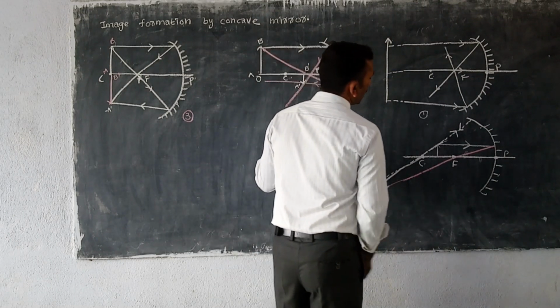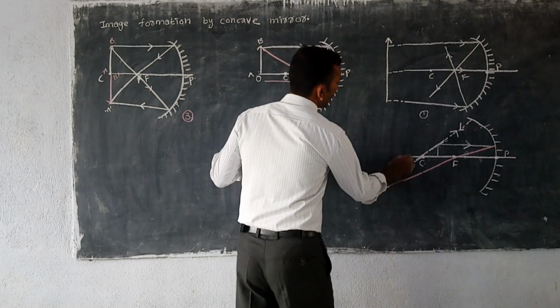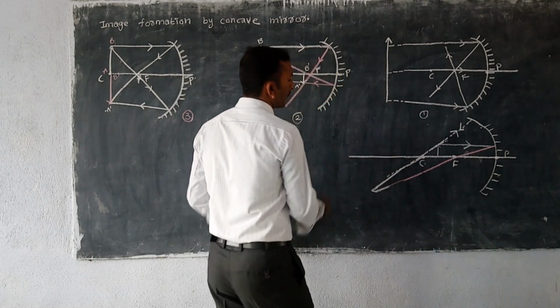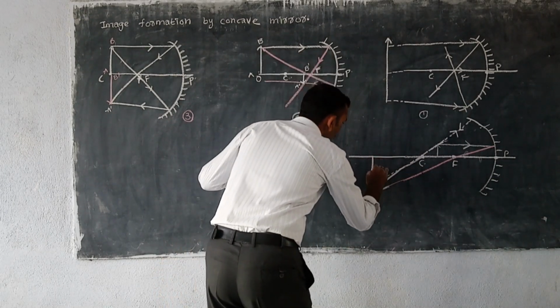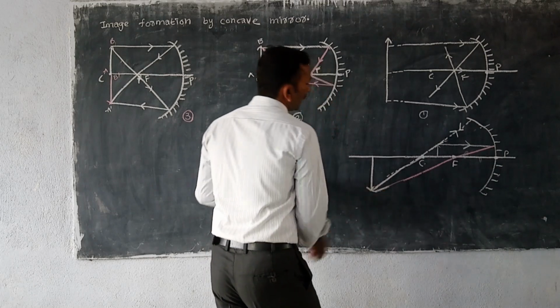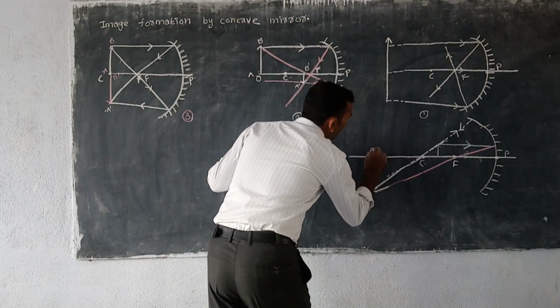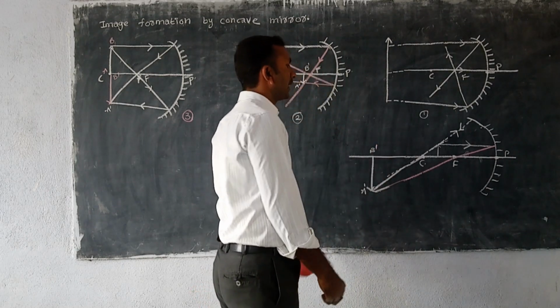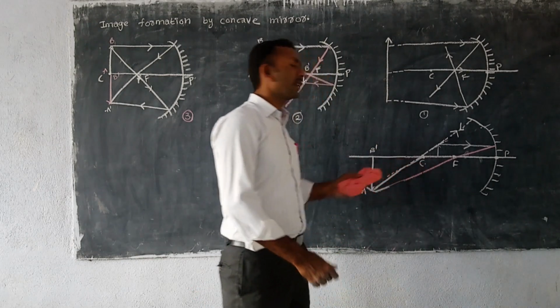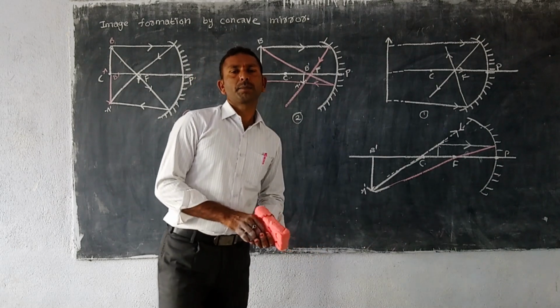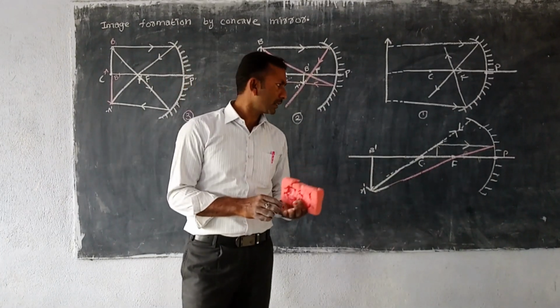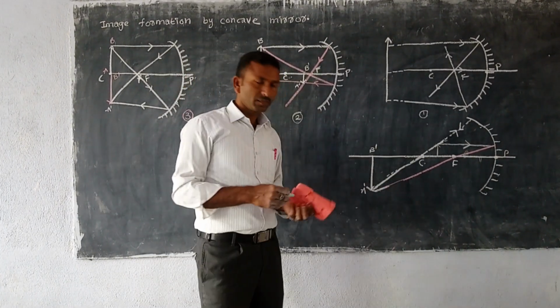Here the image will be formed. Where the image is forming, if you draw a normal from the principal axis to the intersecting point, this will be A dash B dash, the image of the object. The image is forming here, beyond the center of curvature.